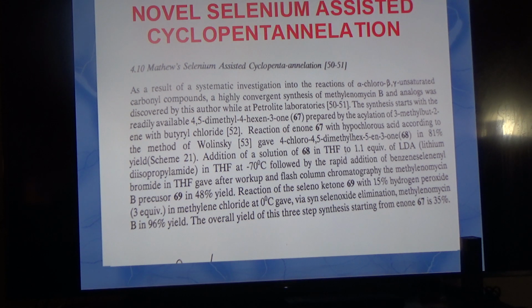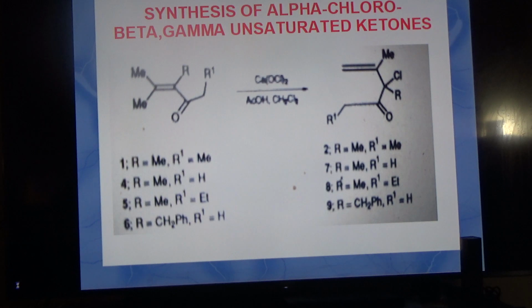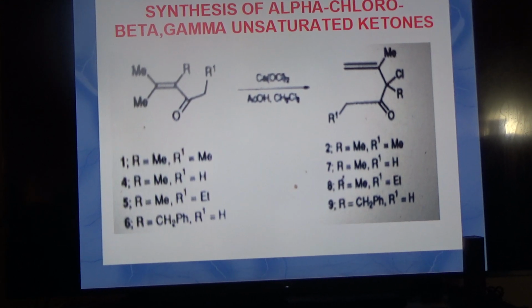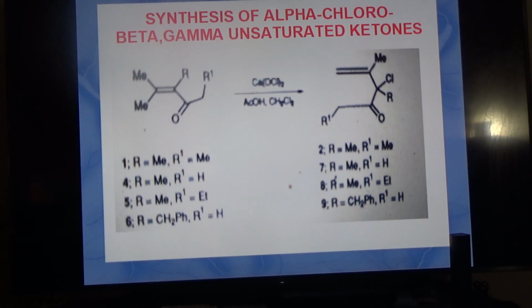Now, you see that this slide shows exactly what is happening here. In other words, it is showing you how we made this thing. As you can see from the title, alpha-chloro beta,gamma-unsaturated ketones are required for this methylenomycin synthesis. So you can see that the R groups, R and R1, are different.